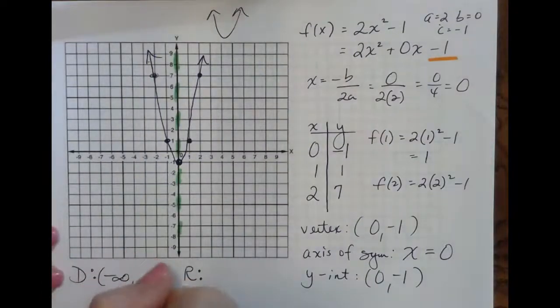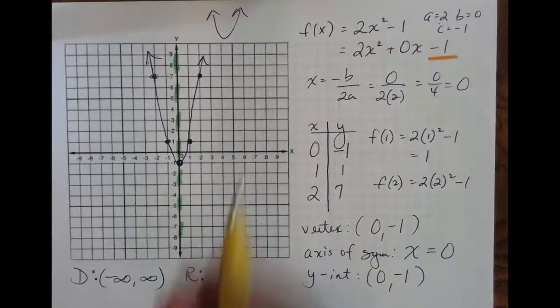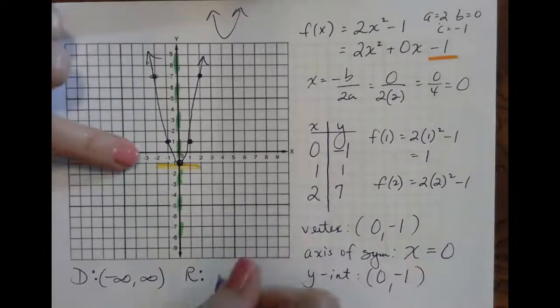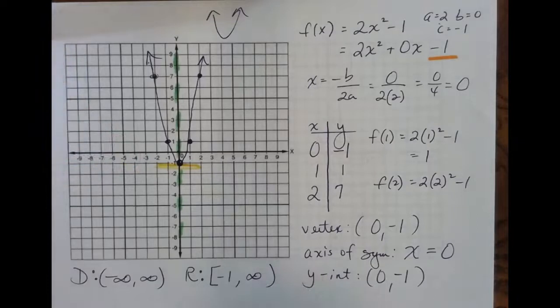The domain every time, all real numbers. The range, we have a minimum value at -1. So bottom to top, the range is -1 to infinity. And that is all of the notes for section 3.1.